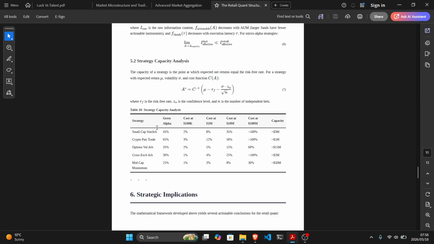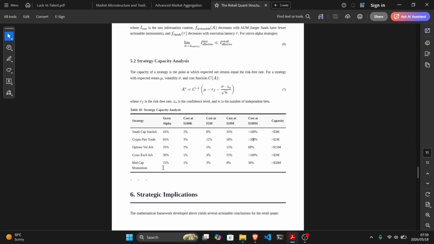Options vol arb has a gross alpha of about 35%. Cost at 100K is 2%, at a million is 5%, at 10 million is 15%, and at 100 million is 60%. The capacity is approximately 15 million. Cross-exchange arb has a gross alpha of about 30%. Cost at 100K is 1%, at 1 million is 4%, at 10 million is 25%, and at 100 million is much greater than 100%. The capacity is about 2 million.